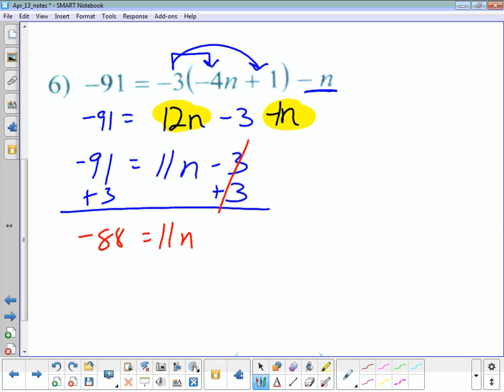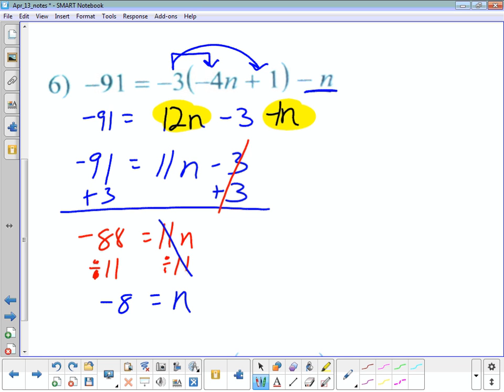Now, I want to get the n by itself, so I got to get rid of the 11. So I'm going to divide both sides by 11. On the right, 11 divided by 11 just gets me 1, gets me the n. On the left, I got a negative 88 divided by 11, which is a negative 8.